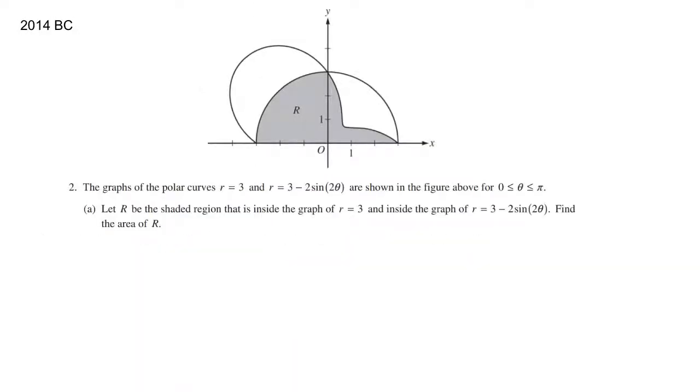Okay, again, this is another problem from BC 2014, so a fairly recent problem on polar area. For this particular question, it tells us that the graphs of the polar curves r equals 3 and r equals 3 minus 2 sine 2 theta are shown above between 0 and pi, so I would definitely make note of that. Let R be the shaded region that is inside the graph of r equals 3 and inside the graph of r equals 3 minus 2 sine 2 theta. Find the area of R.